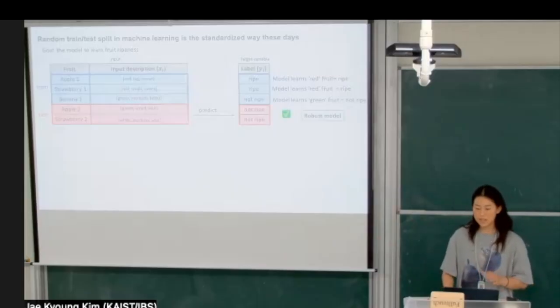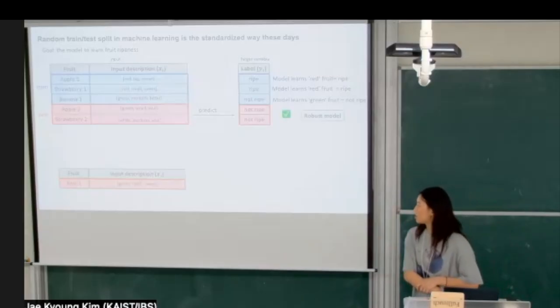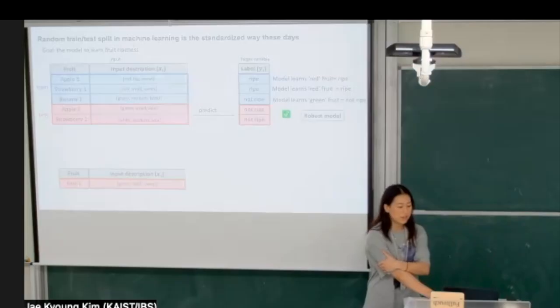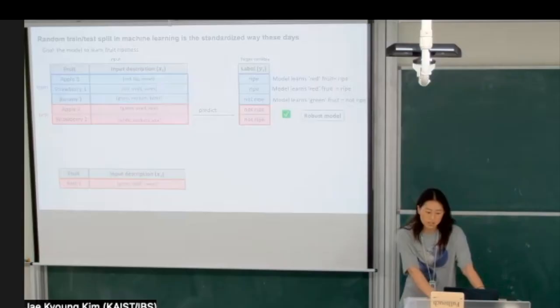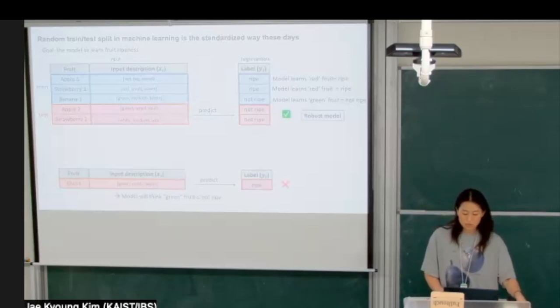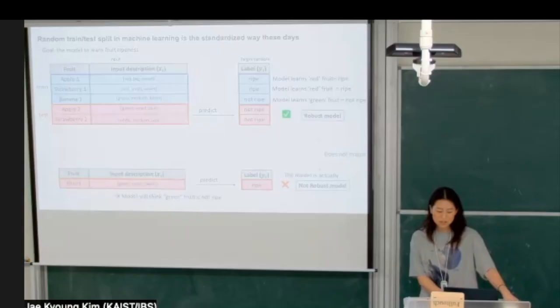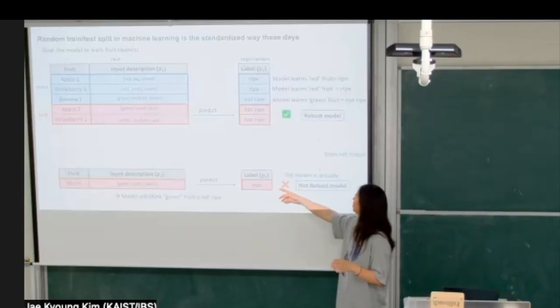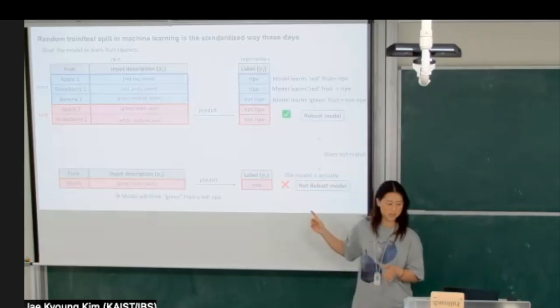However, with the same model, let's say we have a new input with kiwi, and the description is green. But when we typically think of green kiwi, it's ripe, but the model learned that green is not ripe. So that's why the model prediction will be wrong, and the model is actually not robust. So when we include a new input, we actually reveal that the model is not robust.